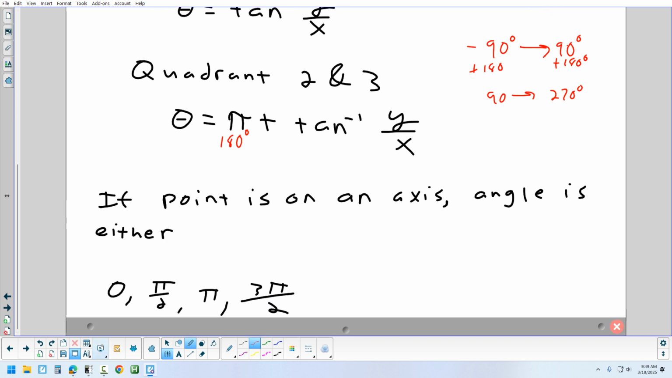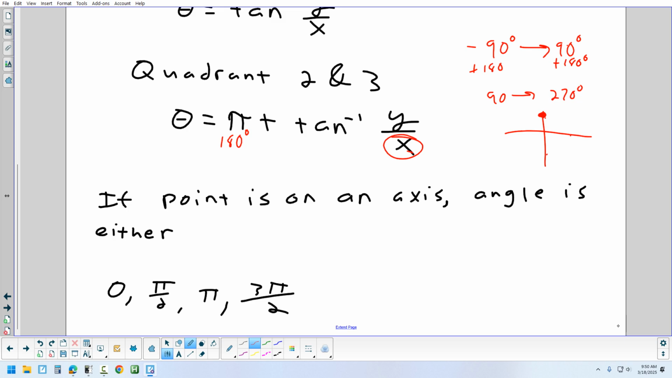Now, the only thing that can happen is if you are on an axis, you can't really use that formula. Because if I gave you a point like this, what's the x value of that point right there? 0. Well, you can't fill in 0 for x, you'd be dividing by 0. So that's kind of a special case. If you are on an axis, meaning either your x or your y is 0, you just have to memorize it: 0, 90, 180, 270. Or 0, pi over 2, pi, 3 pi over 2.